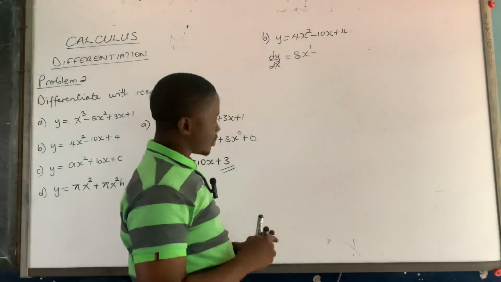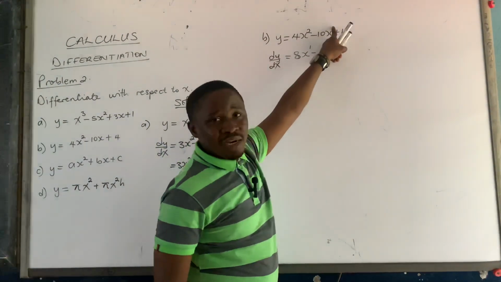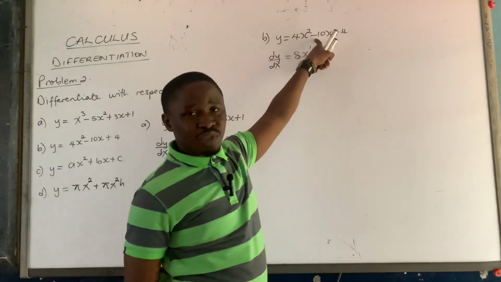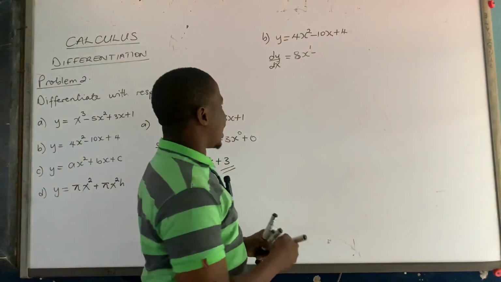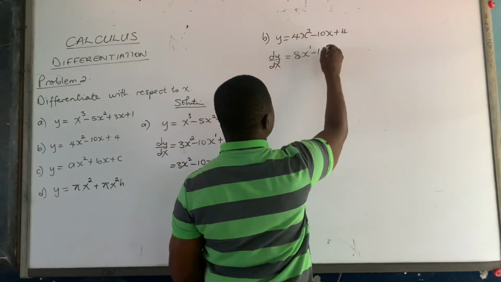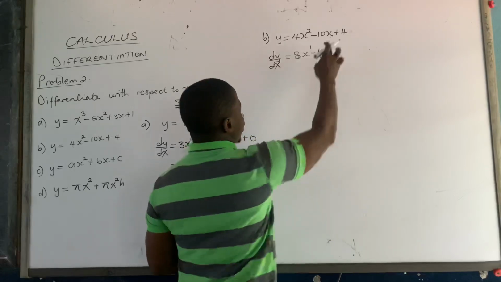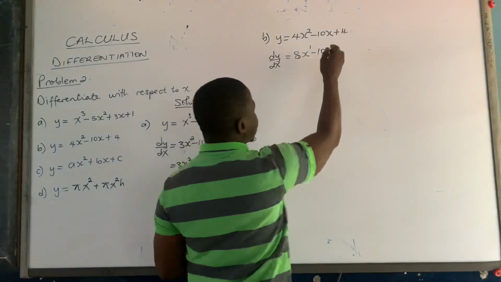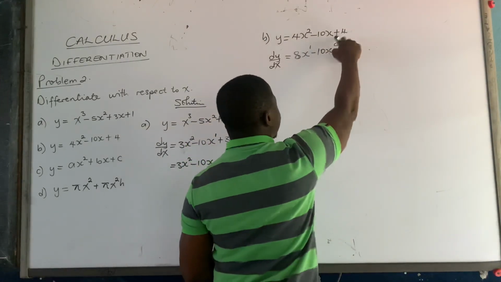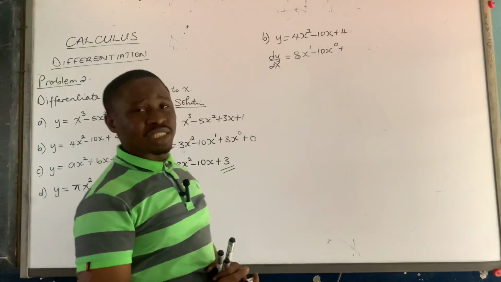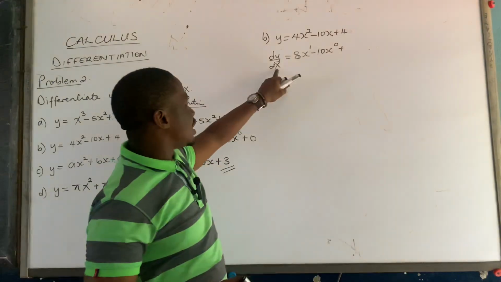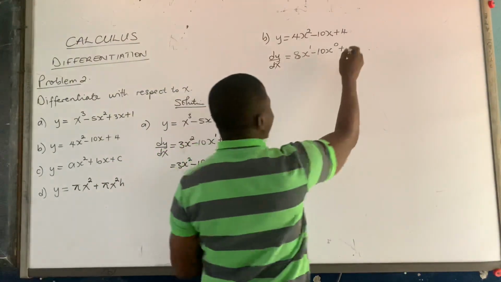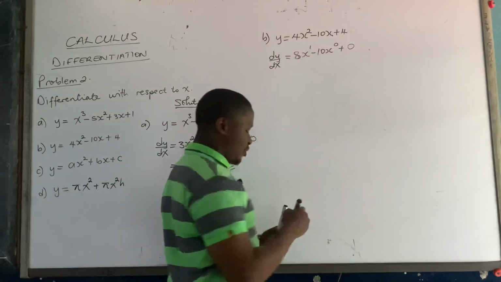Minus, the power 1 multiplies the coefficient minus 10. So 1 times minus 10, we get minus 10. So we say x, the power minus 1 is 0. This one is a constant. What makes it a constant? It does not contain the variable x. So the constant, we have 0 if we differentiate that.